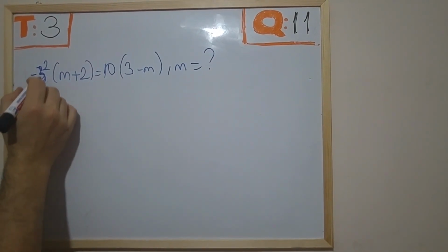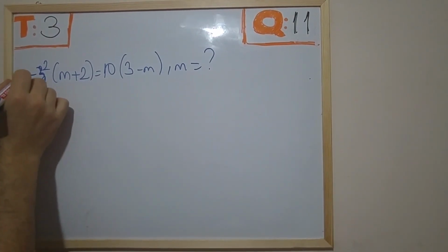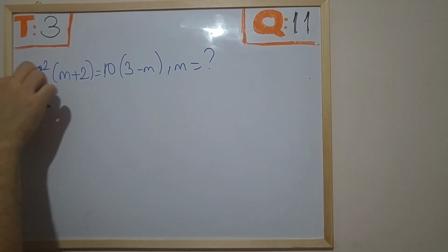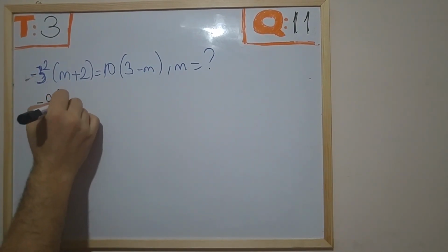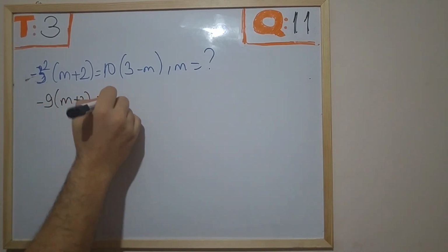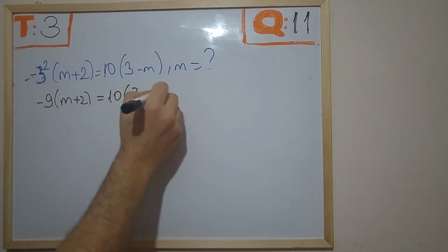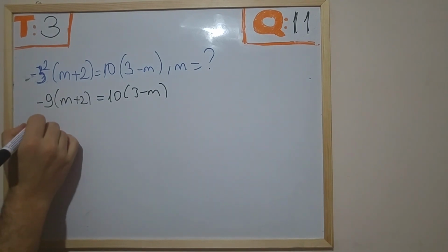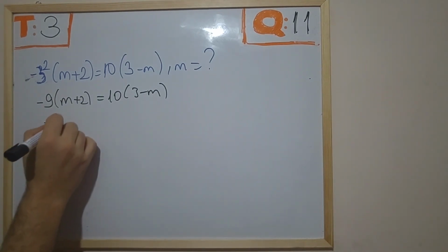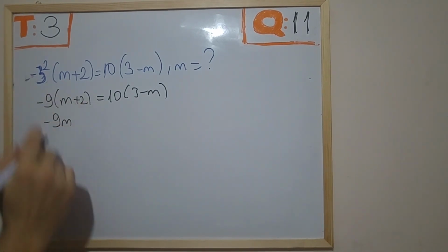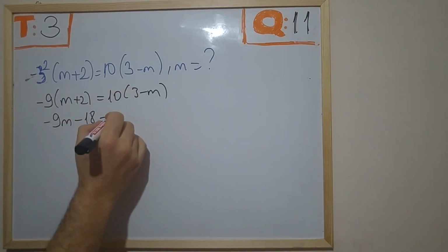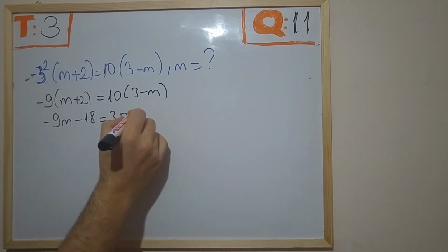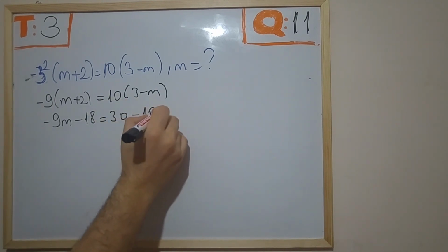Let's calculate the square of 3 first, which is equal to 9. We have this minus sign, do not forget that. So we write that minus sign: minus 9 times m plus 2 is equal to 10 times 3 minus m. When we expand the parentheses, we will have minus 9m minus 9 times 2, which is minus 18, is equal to 30 minus 10m.